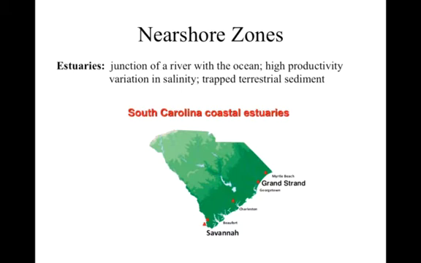And estuaries tend to be really high productivity because you have tidal variation, you have variation in salinity, and they also tend to trap terrestrial sediment. Everything washes from the river into those estuaries, and so you get this sedimentation. And actually, there's a number of South Carolina coastal estuaries, and you've probably heard about these being really productive, really good places for even growing seafood.